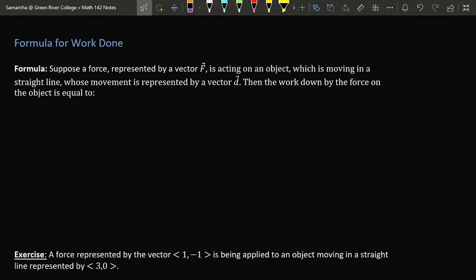Now, how do we actually mathematically calculate the work done by a force acting on an object like the minecart as it moves? If the force is represented by a vector F with a vector arrow, and the movement of the object is represented by the vector called d, then the work done by the force as it acts on this object moving along this straight line path represented by the vector d, the work done is really simple actually. It's equal just to the dot product of the force with the movement vector, force times displacement.